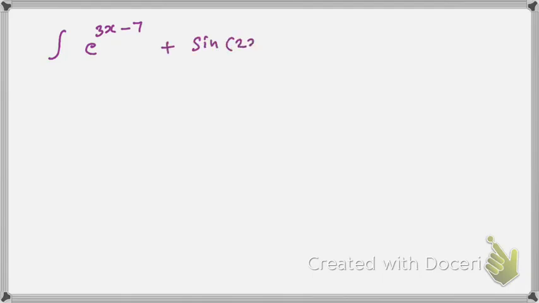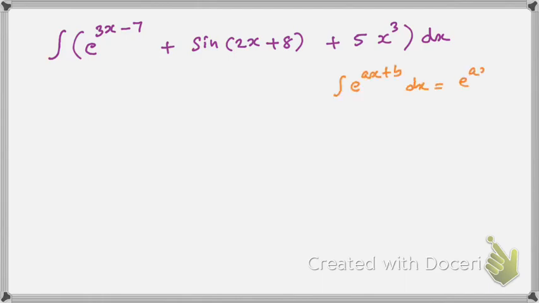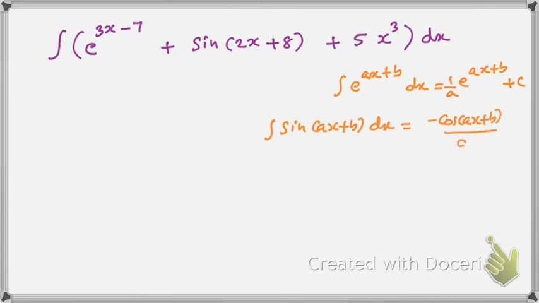Look at this example. So I'm trying to put 3 different terms into one question. I have an exponential function of ax plus b, plus I have a trigonometric function of ax plus b, and a simple 5 times x cubed dx. So looking at the different results, integral of e raised to ax plus b is e raised to ax plus b itself, and then I have a 1 by a in the front. Sine of ax plus b integral is minus cos of ax plus b divided by a plus c.